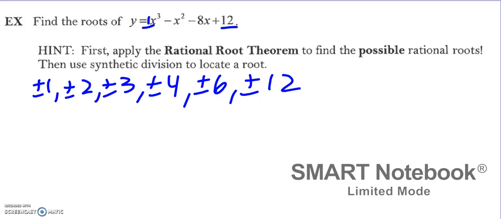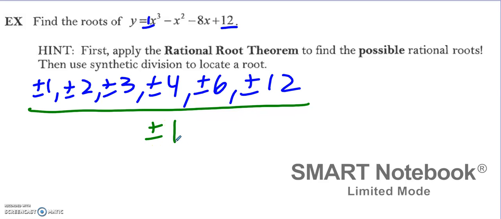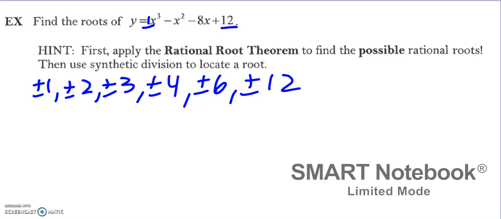The factors of 1 would be plus or minus 1. So we don't really need to write that spot because these are still just all of the possible rational roots. So to avoid confusion, I'm going to delete that. All right, now what do we do next?